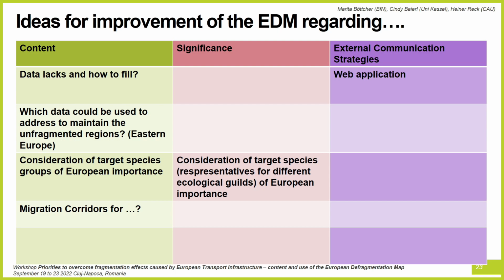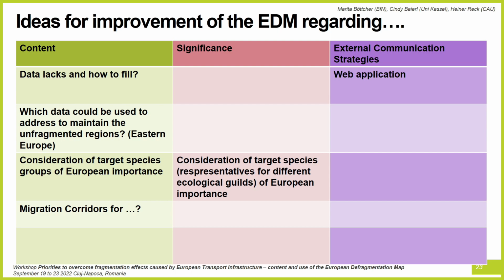So, one main question is how can we fill the data lakes more? Is it a good option to use the protected area backdrops, Natura 2000, for example? Which data could be used to maintain the unfragmented regions, especially in Eastern Europe? Can we use the map? I think we won't use it to prevent fragmentation, but to decrease the effects of these fragmentations.